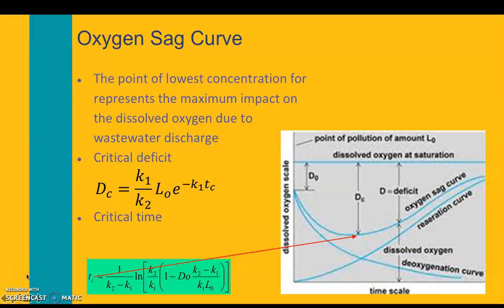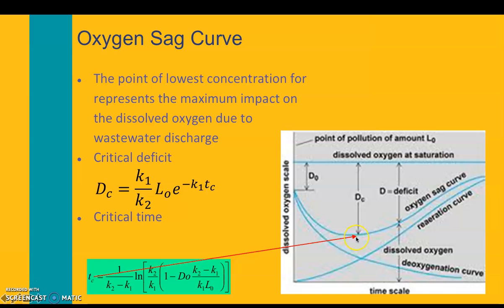Okay, the most important point on the oxygen sag curve is the point of lowest concentration, because this point represents the maximum impact on the dissolved oxygen due to wastewater discharge. This point is known as the critical deficit, DC, and the time of travel to this point is known as the critical time, TC.